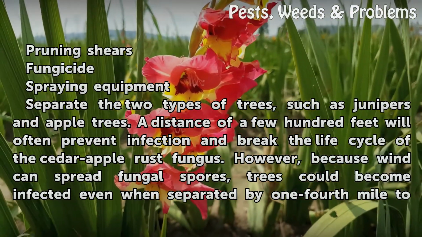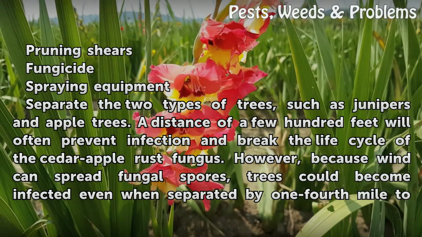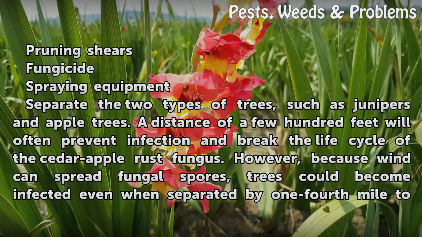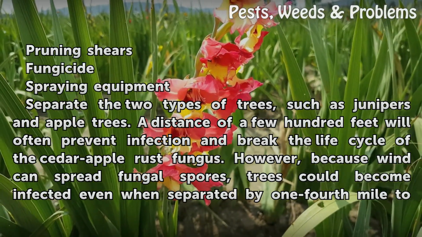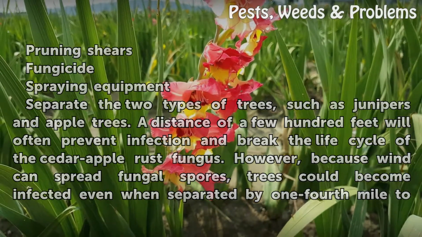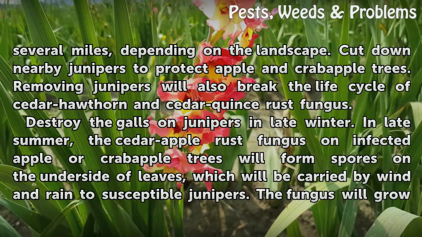Separate the two types of trees, such as junipers and apple trees. A distance of a few hundred feet will often prevent infection and break the life cycle of the cedar-apple rust fungus. However, because wind can spread fungal spores, trees could become infected even when separated by 1/4 mile to several miles, depending on the landscape.